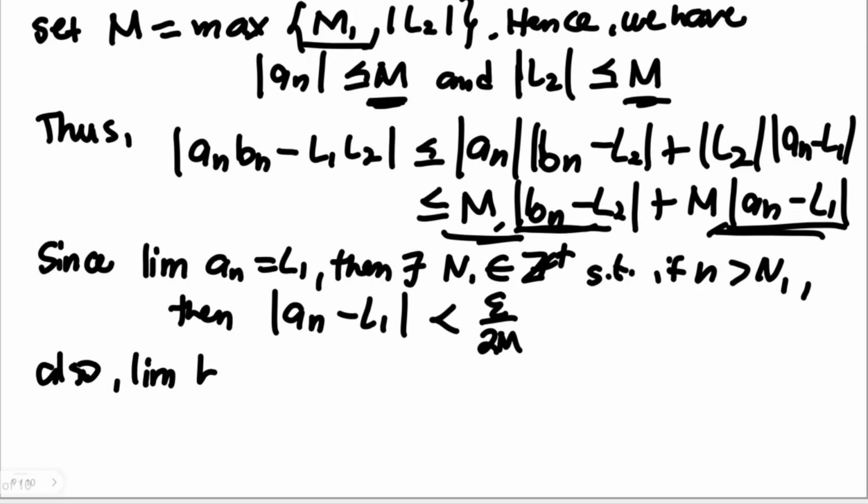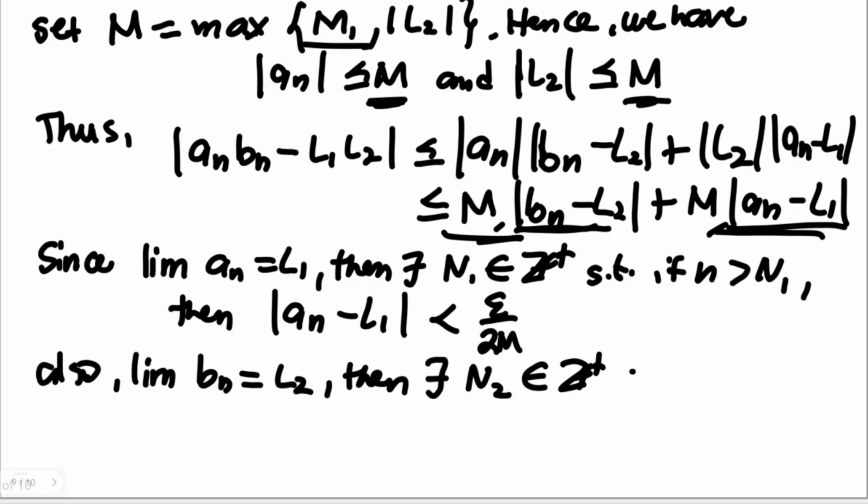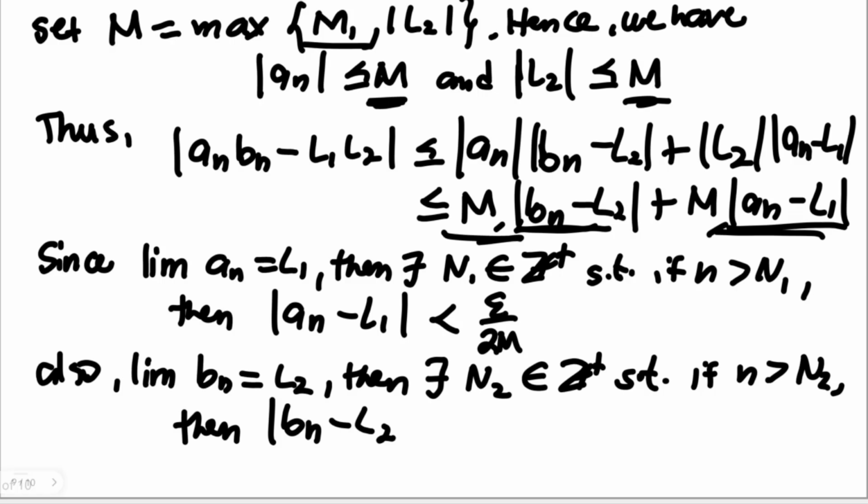And then also, the limit of b sub n is L sub 2, then there exists another n sub 2, an element of z plus, such that if n is greater than n sub 2, then b sub n minus L sub 2 is less than epsilon over twice m as well. So we have twice m and twice m here to be combined to this. But of course, we're going to assume that into one variable.